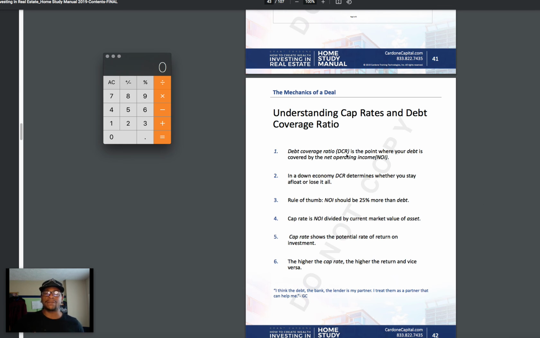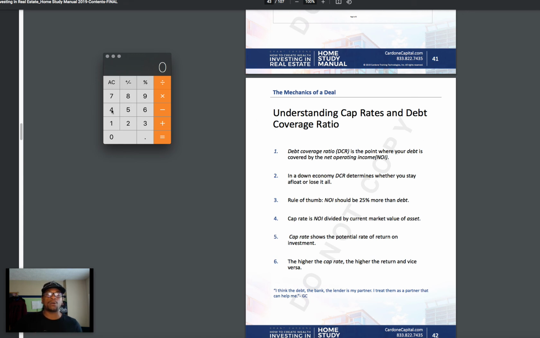Debt coverage ratio is the point where your debt is covered by the net operating income. Your debt is covered by the net operating income. What does that mean, Simon? I don't know what that means, bro. All right, so here we go. Let's make it quite simple.